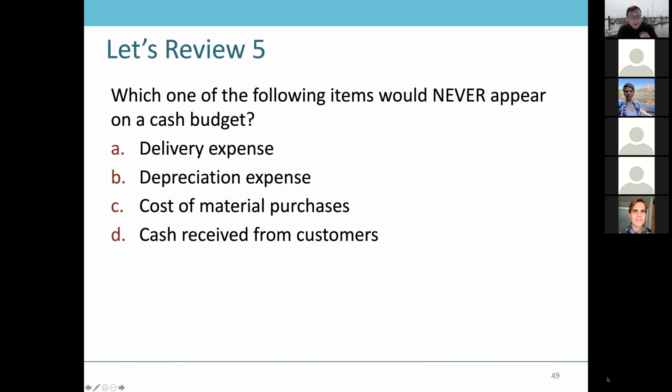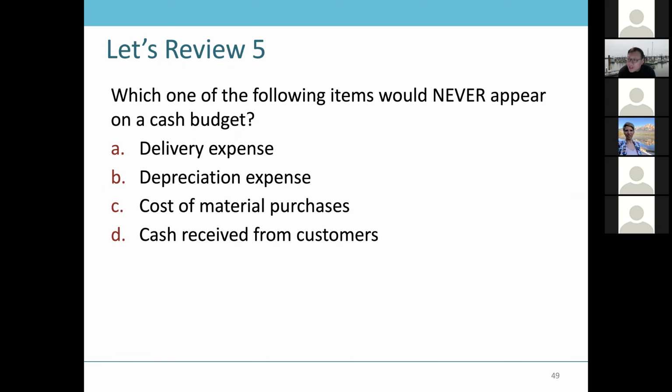Okay, now tell me about this. Which one of the following items would never appear on a cash budget? So again, if you already have the participation mark, you have enough. So please don't raise your hand, okay? If you already have 10 or more, please don't raise your hand, okay? When I need your help, I will ask you, okay? Let's give these opportunities to other students.